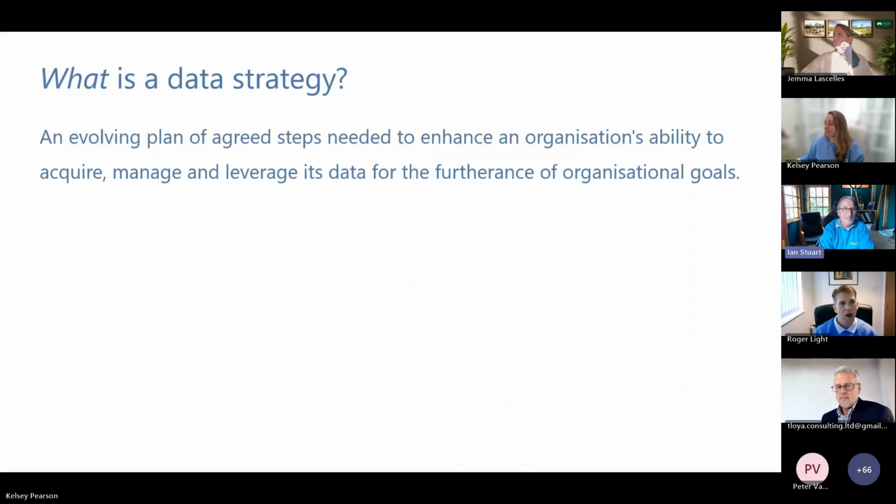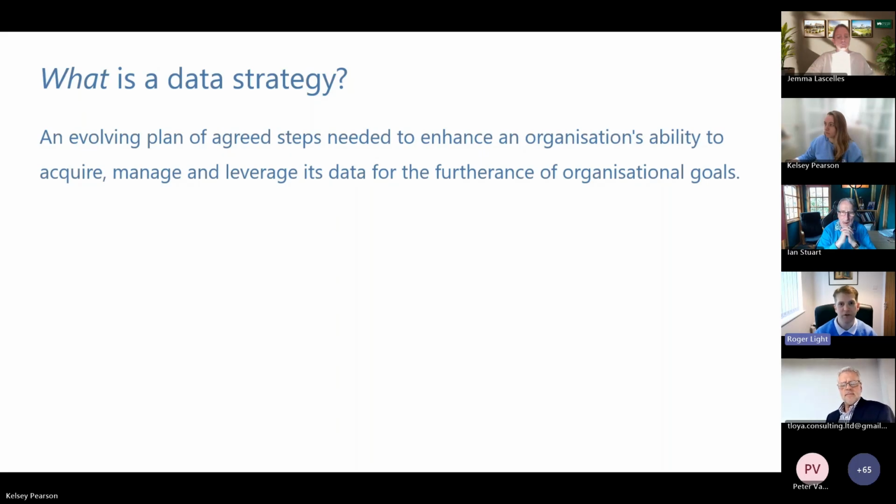Okay, thank you, Ian. So we're going to begin with a high-level consideration of what a data strategy is, and we're going to start with this definition. An evolving plan of agreed steps needed to enhance an organisation's ability to acquire, manage and leverage its data for the furtherance of organisational goals.